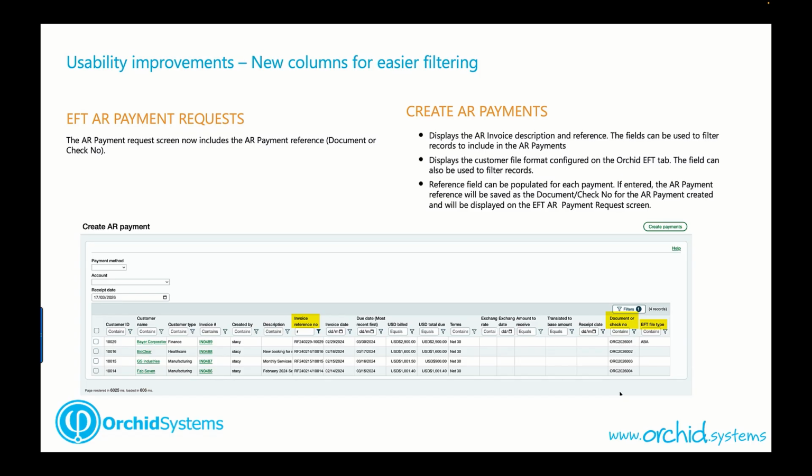When creating the AR payment, you need to select the payment method and the bank and the receipt date that you want to use. We've now also added the ability to include a document number for that payment, also a check number, which will then be visible when you select the payment in the AR payment request screen. So let's have a look at this in Intacct.